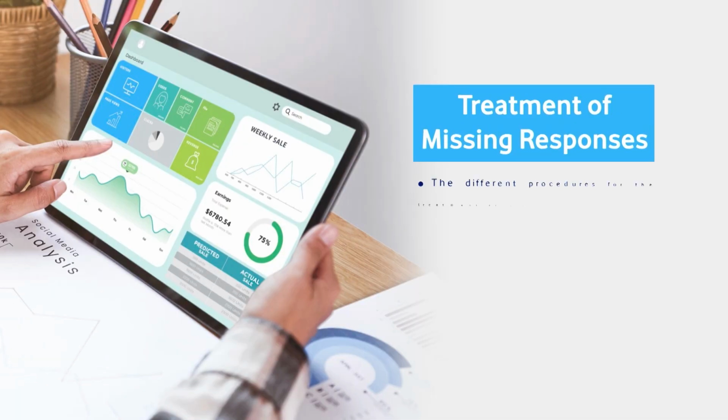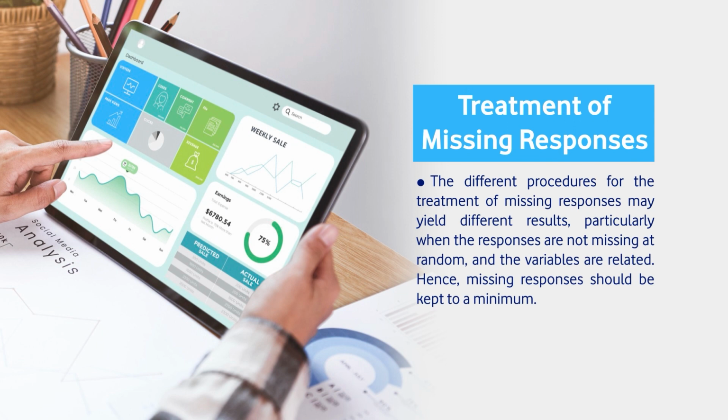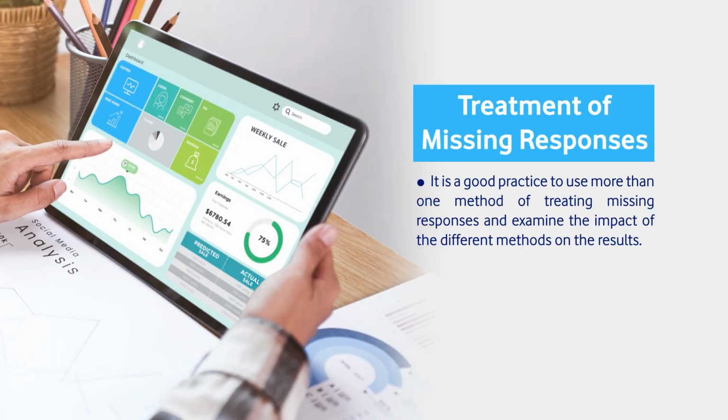This process can produce results that are unappealing or even infeasible as well. Different procedures for the treatment of missing responses may yield different results, particularly when the responses are not missing at random and the variables are related. Hence, missing responses should be kept to a minimum, and researchers should carefully consider the implications of various procedures before selecting a particular method for the treatment of non-response. Finally, it is good practice to use more than one method of treating missing responses and examine the impact of the different methods on the results, so that you can understand the importance of all the missing values.